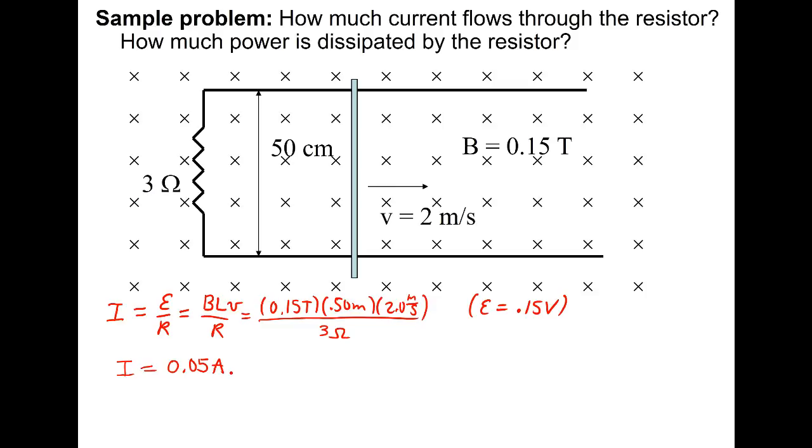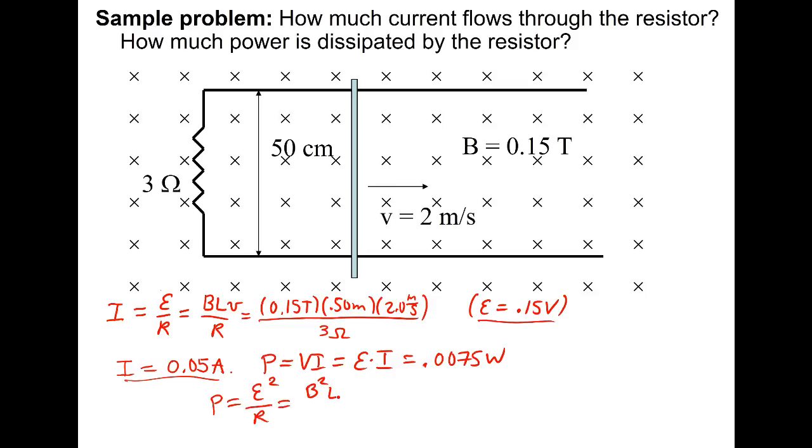Okay, and how much power is dissipated by the resistor? Well, P is VI, which in this case is EMF times current. And if you look at this, we have an EMF of 0.15 and a current of 0.05, that's 0.0075 watts. But you could also say that because it's equal to EMF times current, and current is EMF over R, it's E squared over R, which is B squared L squared v squared over R. And sometimes you'll see that.